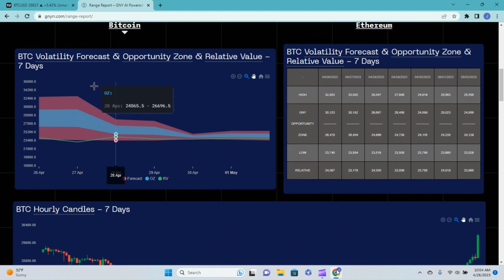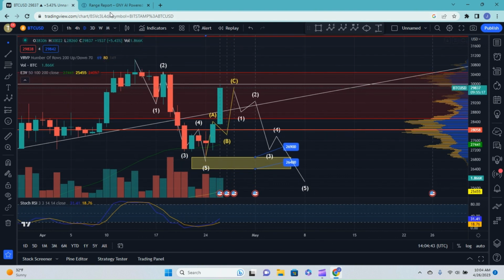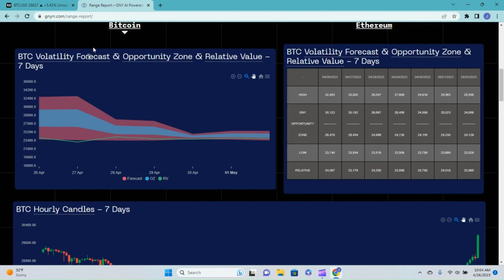Moving down to the volatility forecast, opportunity zone, and relative value, you can see this looks like a tube of toothpaste that is getting to the end of its life. So this shows, if I'm taking a quick glance at this, going back to what we were talking about here, I would say that the range report is telling us that we do have that possible window to push slightly higher.